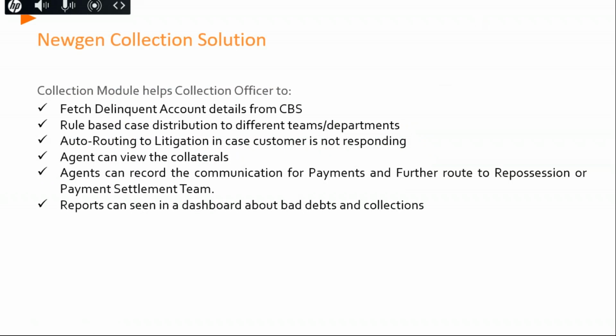Newgen's collection module will help you with fetching delinquent account details from CBS, rule-based distribution to different teams and departments, and auto routing to litigation in case a customer is not responding. Agents can also view all the collaterals provided against a certain loan. Agents can record the communication for payments or route to repossession or the payment settlement team based on the discussion they are having with the borrowers.